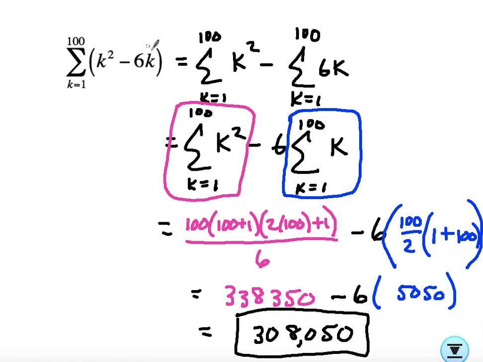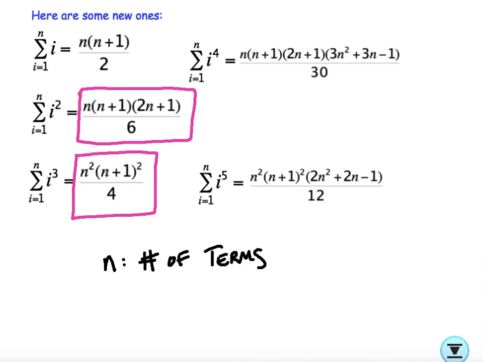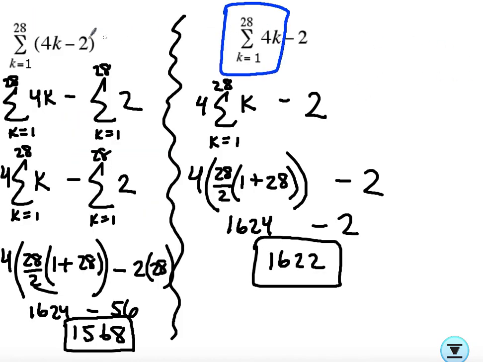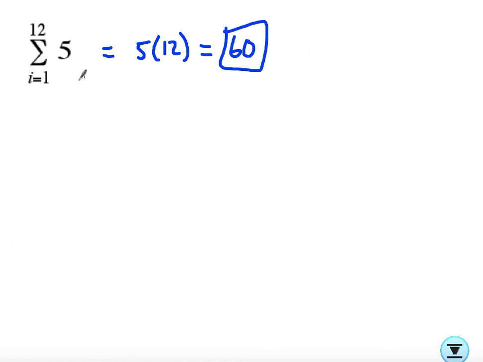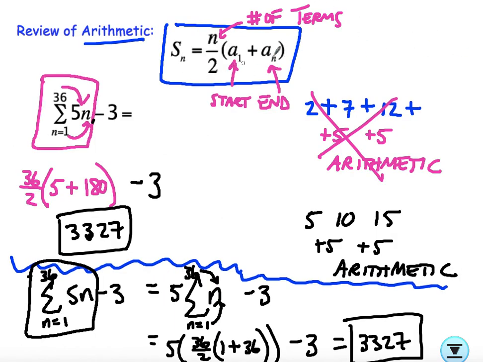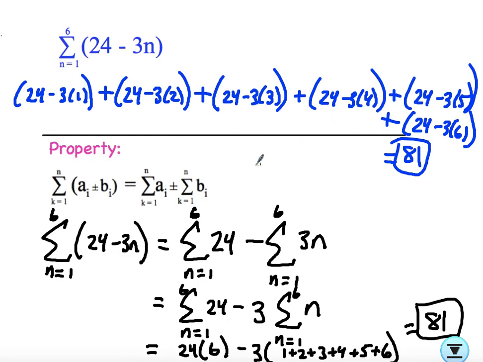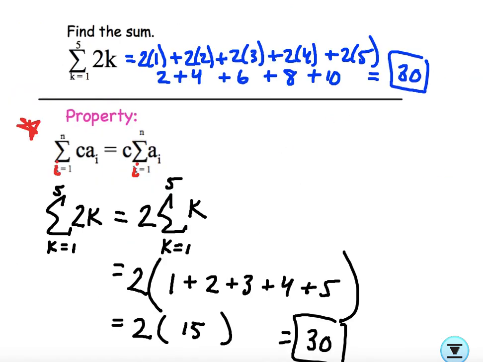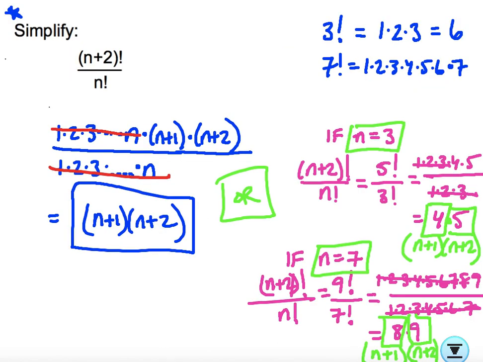So if you have parentheses, you're allowed to split into two separate or more summations. Anytime you've got squared or cubed or to the 4th or to the 5th power, you've got these formulas you can use. Pay attention to parentheses versus no parentheses. If you have a constant, just multiply it by the number of terms. If you recognize something's geometric, you've got this formula we've already learned. Same with arithmetic. And then these new properties might make things go just a little bit quicker for you.